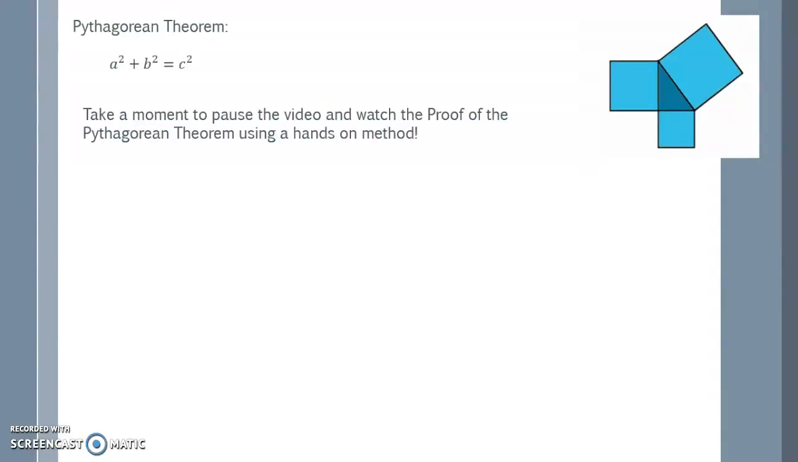The Pythagorean theorem is a squared plus b squared equals c squared. Take a moment to pause our video and watch the proof of the Pythagorean theorem using a hands-on method located within the same lesson videos.